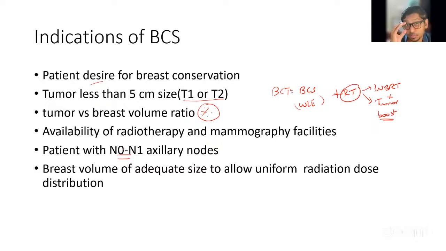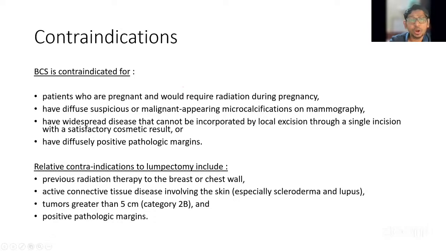Anybody who has more nodal disease, N2 disease and further, it is better to downstage them using neoadjuvant chemotherapy, and then you can still do BCS, but again, N0, N1 is ideal. And of course, you should have an adequate breast volume to allow proper radiation dose distribution. Now, what are the contraindications?